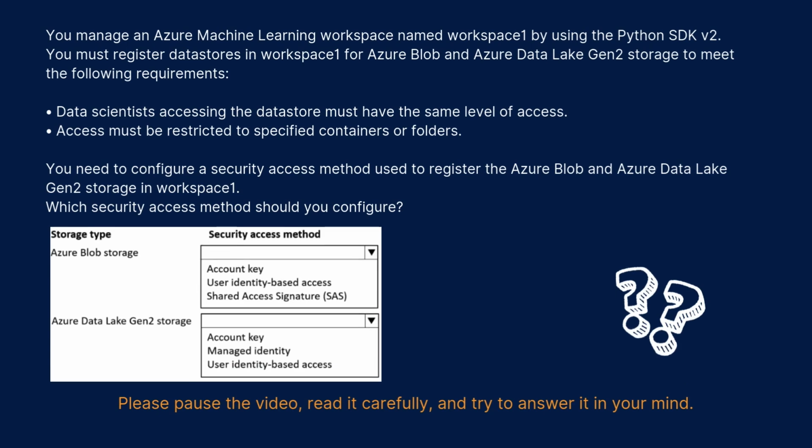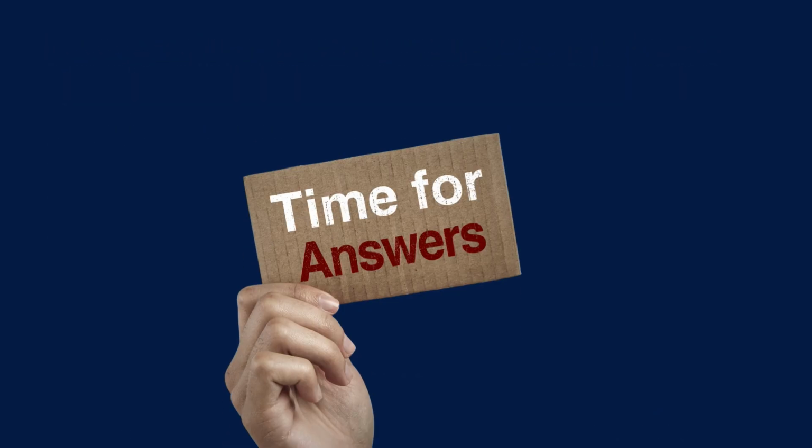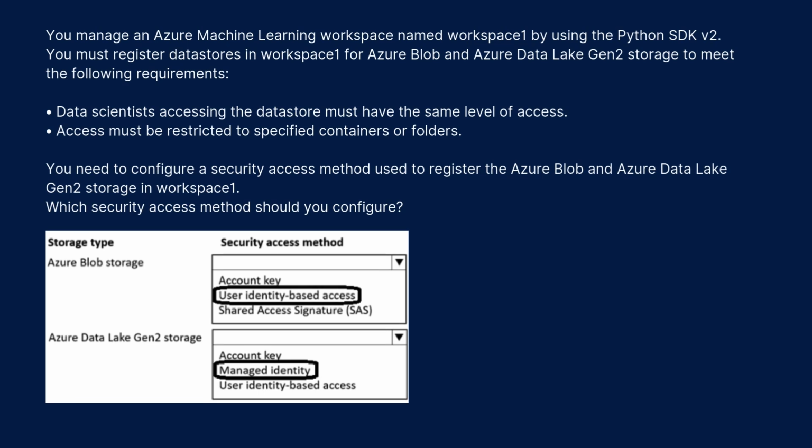This is the choose the correct from the box question. So you can pause the video and try to answer it in your mind. Alright, so the correct answer for Azure Blob Storage would be user identity based access, and for the data lake storage, the security access method should be managed identity.